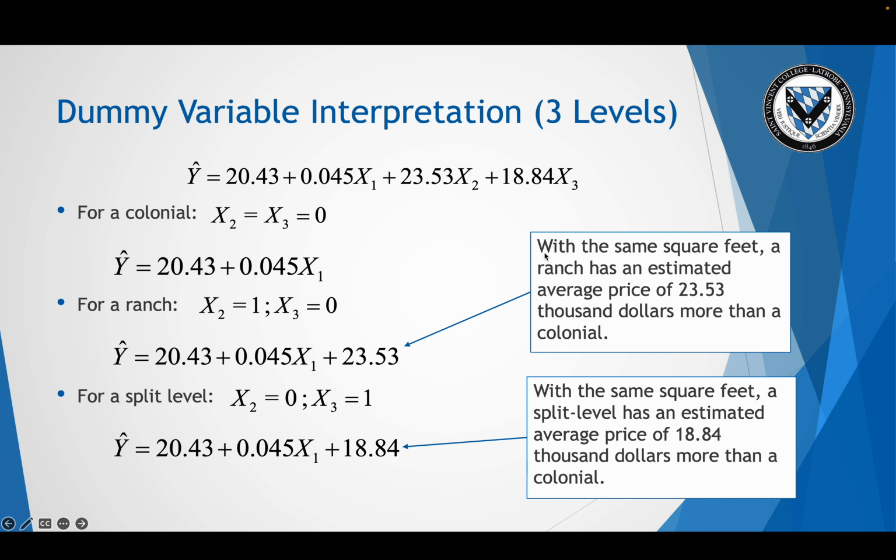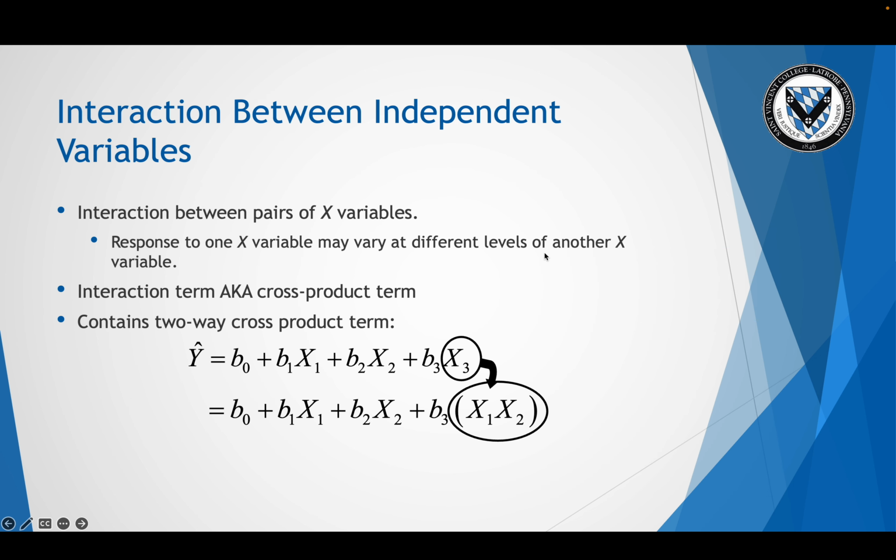Okay, and then we're going to skip more than 2 levels for a dummy. So now let's go to interactions between different variables. So we saw that in our interaction model, we've got 2 variables, x1 and x2. But then we make a third variable, which is just the cross product of the 2 variables. All that means is we're multiplying the 2 variables together to get the interaction variable, x1 times x2, and it gets its own slope coefficient, b3.